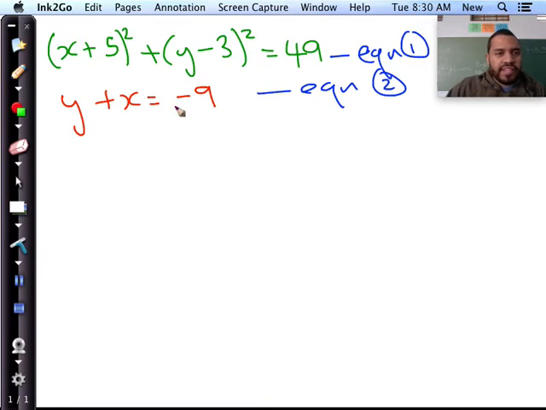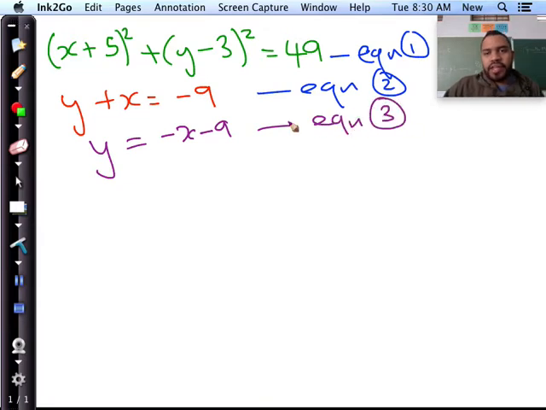So very clearly over here you can take equation number 2, which seems like the easiest, and you will construct y is equal to negative x minus 9, and we consider that equation number 3. Now when we look at equation number 3, very clearly you should note the following. Equation number 3 was derived from equation number 2.